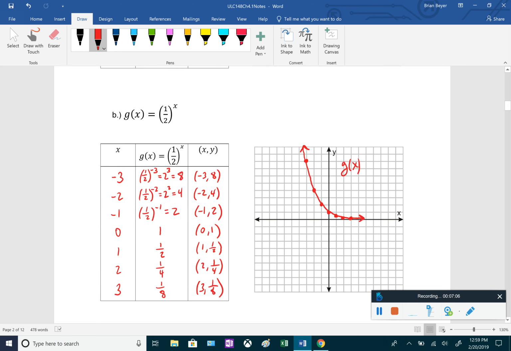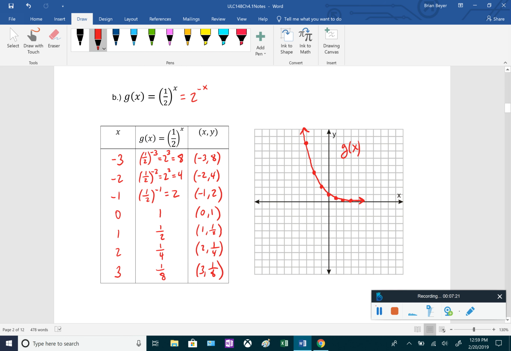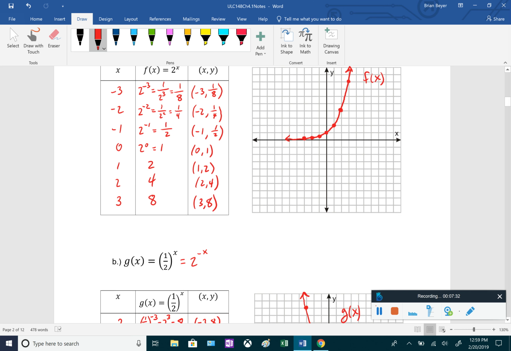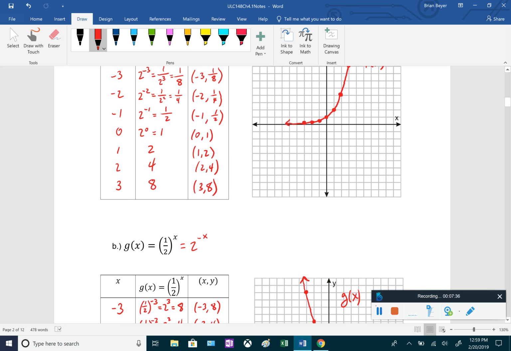For 1/2 to the x, we also could have rewritten that as 2 to the negative x. Those are the same thing. Comparing 2 to the negative x with 2 to the positive x, it's a reflection over the y-axis. If you negate the x values, it reflects it over the y-axis, so these graphs are just the same thing, but reflections over the y-axis of each other.